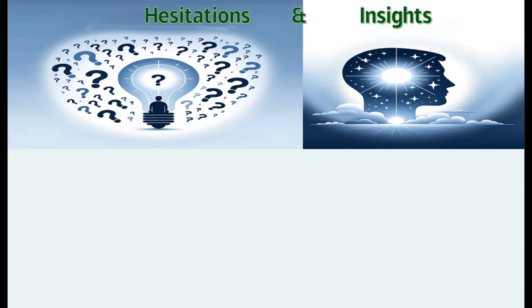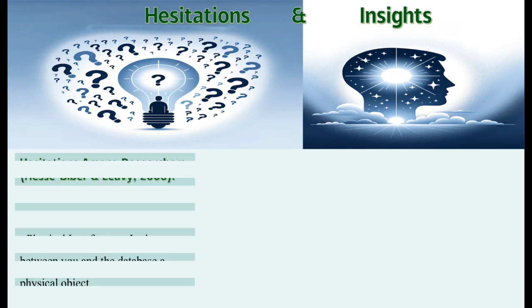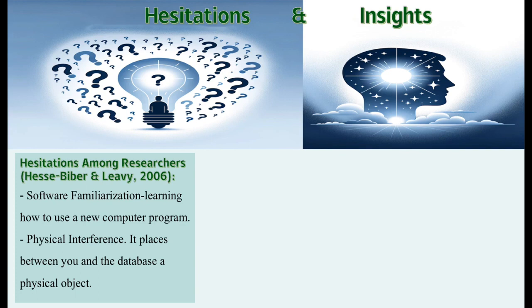Secondly, the hesitation and insights on QDA software. We realize that some researchers are hesitant to use QDA software, as mentioned by Hesse-Biber and Leavy in 2006. It does require software familiarization, learning how to use a new computer program, although QDA software is not difficult to learn through the demonstration copies you can get online. It places between you and the database a physical object, the computer, that may seem like an interfering third party in your data analysis. We call it physical interference.